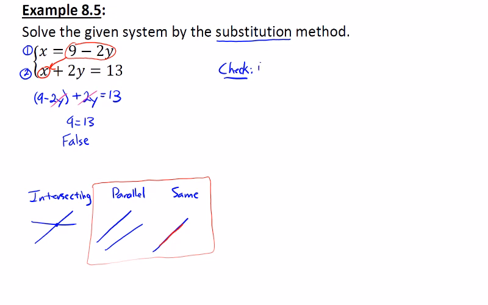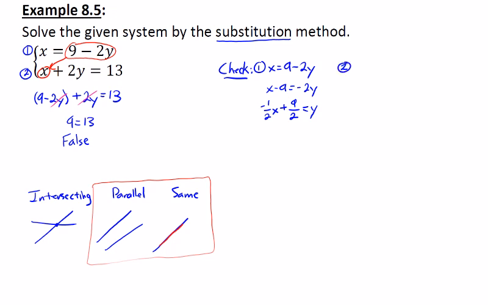So equation number 1 is x equals 9 minus 2y. Let's solve this thing for y. So I'm going to subtract 9. x minus 9 is equal to negative 2y. Divide by negative 2 to get negative 1/2 x plus 9/2 is equal to y.